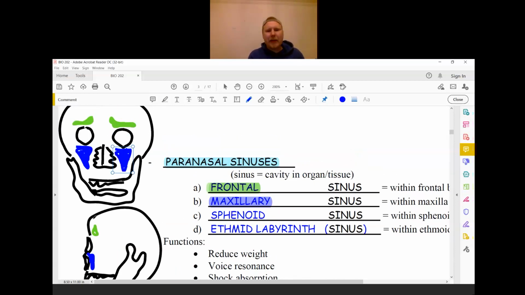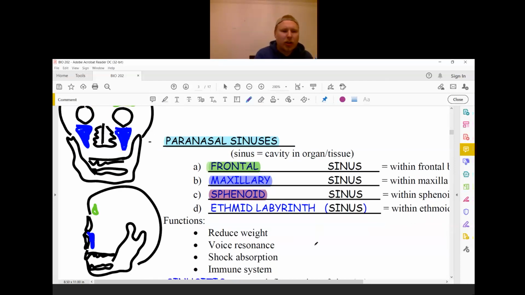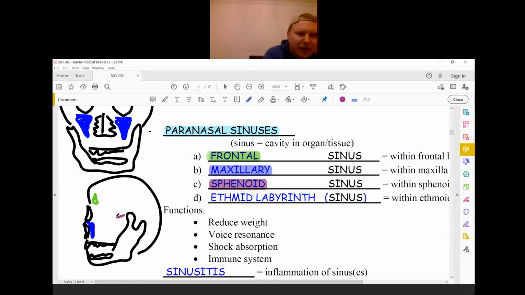Now, the next one that I want to discuss with you is going to be the sphenoid sinus located within the sphenoid bone. So that's going to be a little harder to illustrate on the view looking straight at the skull. We're going to illustrate it instead on the side view. Remember, it would be within the bony structures within the skull, within the sphenoid bone. So it's not lateral, it's more medial.